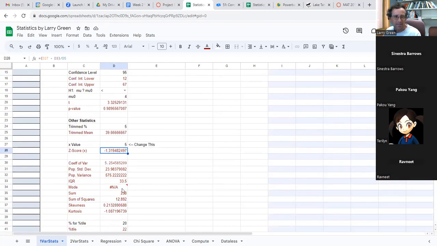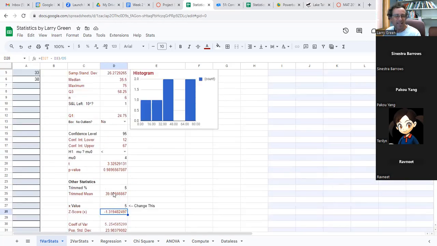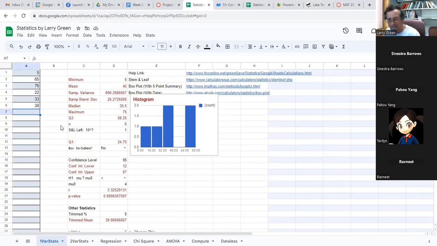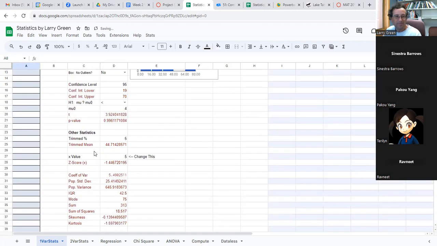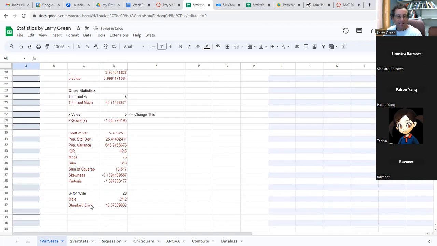Most of the stuff you don't need. IQR, we talked about that. The mode, in this case, there weren't any two of the same. Maybe I'll make one. How about 38? How about 75? There we go. Then there'll be a mode. This stuff, don't worry about. None of this bottom stuff, don't worry about those at all.